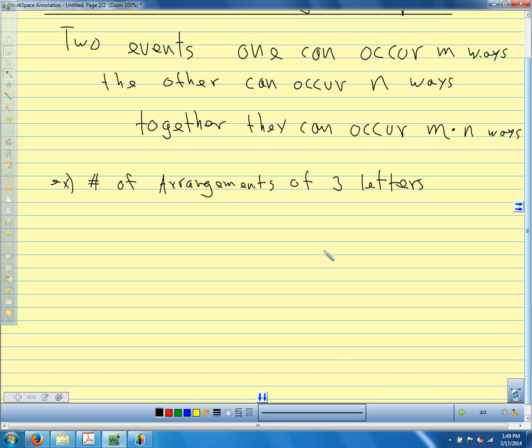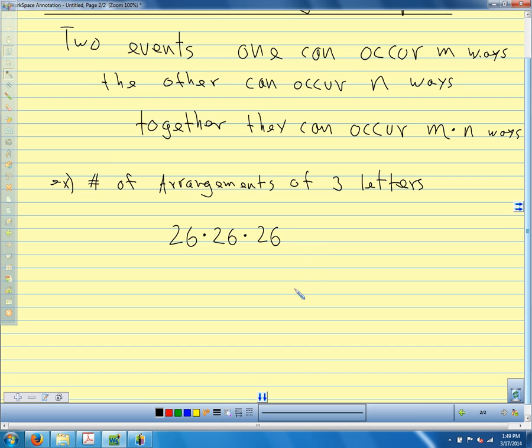So how many letters can we pick for the first letter in our arrangement from the alphabet? 26. And if we're allowing the letters to repeat, how many letters do we have to choose from for the second letter in our arrangement? 26. And if we allow repeats, how many do we have for our third letter? 26. So the number of arrangements, if we allow the letters to be repeated, is 26 times 26 times 26.